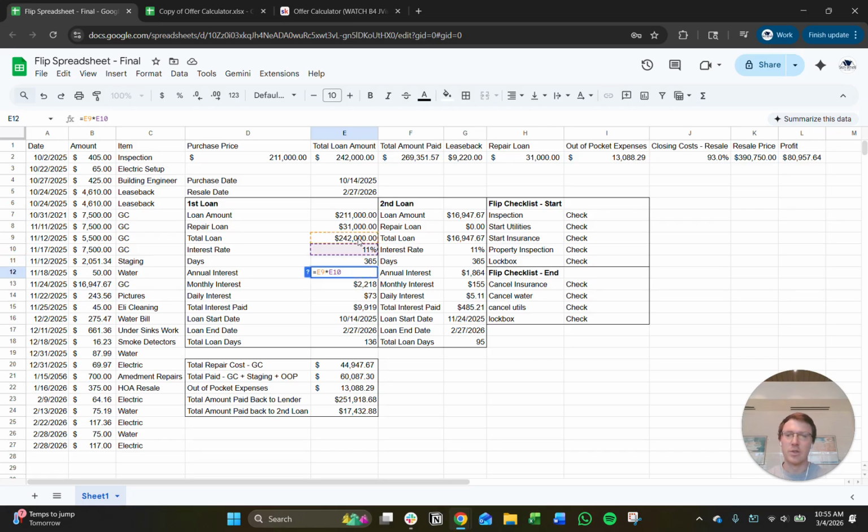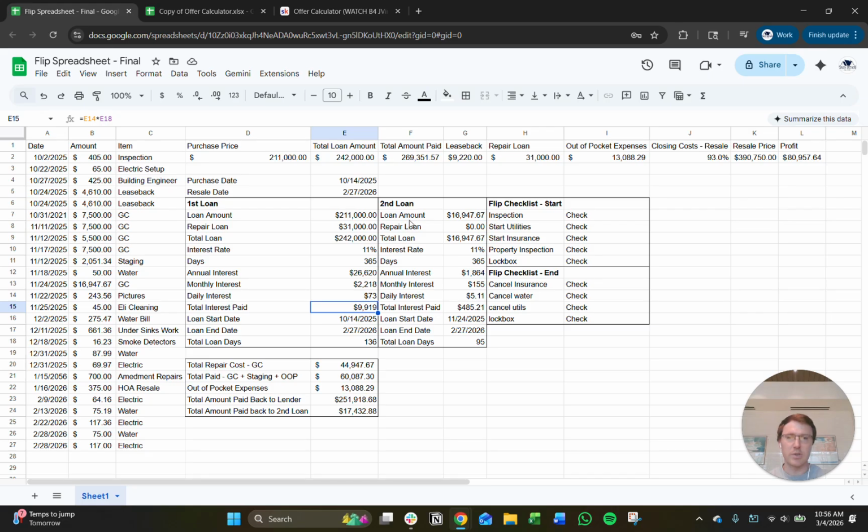So the annual interest is the total loan amount times the interest rate. You can then figure out the monthly interest by dividing the annual by 12, and the daily by dividing the annual interest by 365. So total interest paid is going to be the daily interest right here times how many days on the loan. We started this loan on 10/14, we closed it on 2/27, so there were 136 days. We can calculate the total interest paid at $9,919.